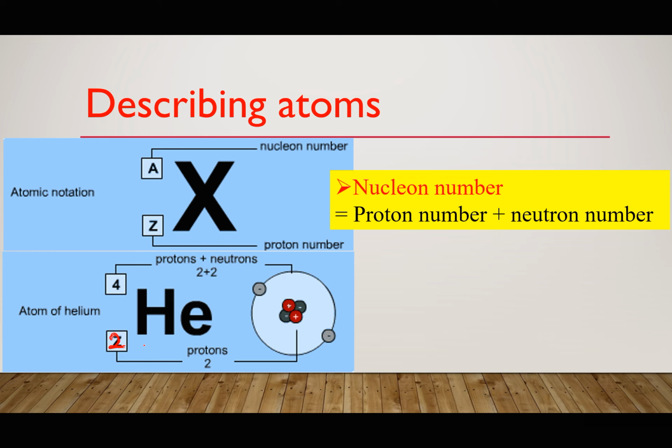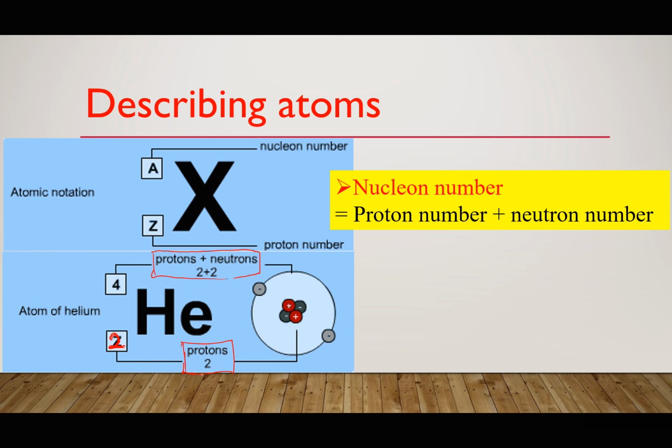The nuclear number is the sum of the number of neutrons and the number of protons. And the proton number is what you normally call the atomic number in chemistry. That's what we call the proton number. So we know that the nuclear number is equal to the proton number plus the neutron number. That is, the nuclear number is the number of protons plus the number of neutrons.